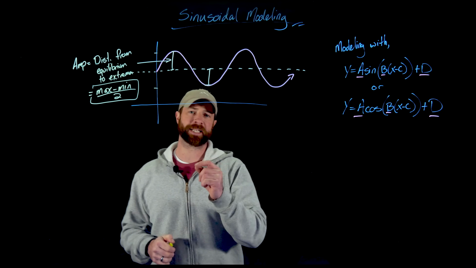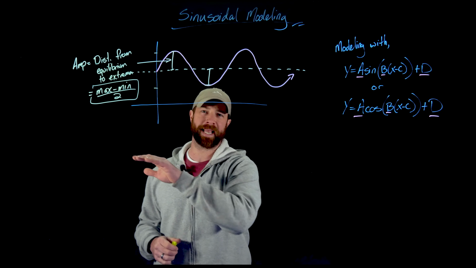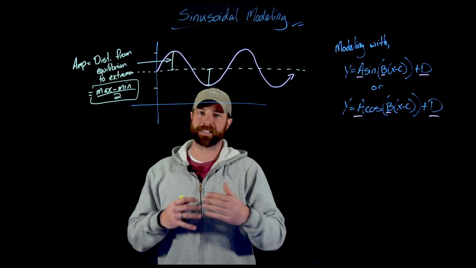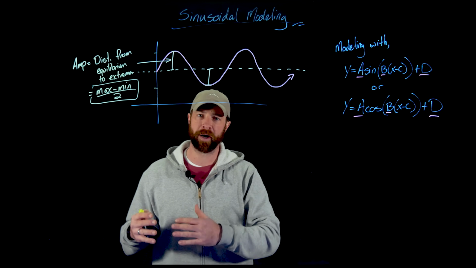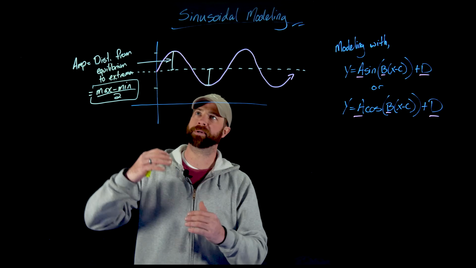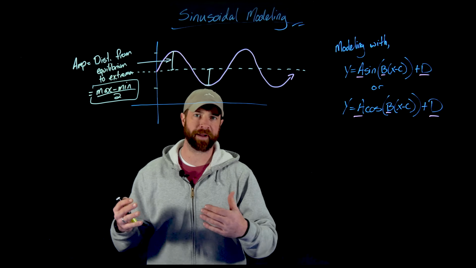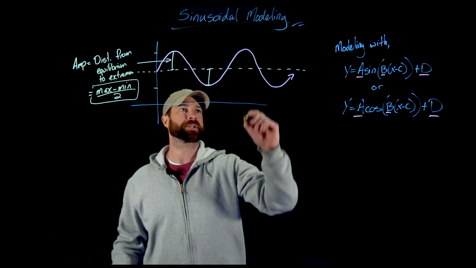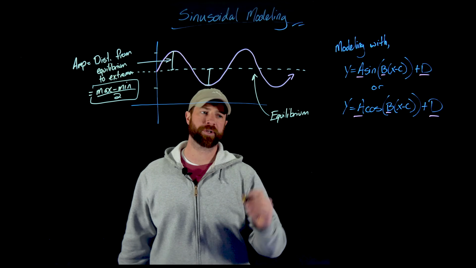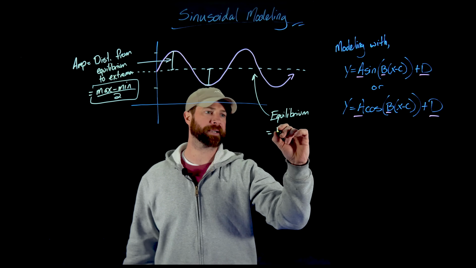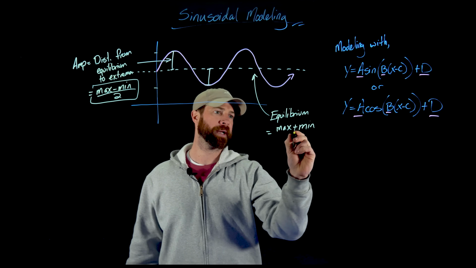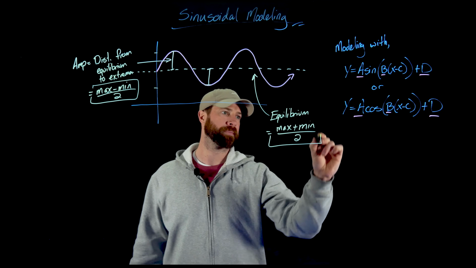But let's move on to the next one, which is very closely related to the amplitude, and it's this idea of equilibrium. In fact, you can find these in any order that you want, and they directly help finding the other one. But the equilibrium here is this midpoint between the max and the min, or the average of the max and the min. And so if we wanted to find this equilibrium, all we need to do is find the average of the max and min, which is taking the max value plus the min value and dividing it by 2.